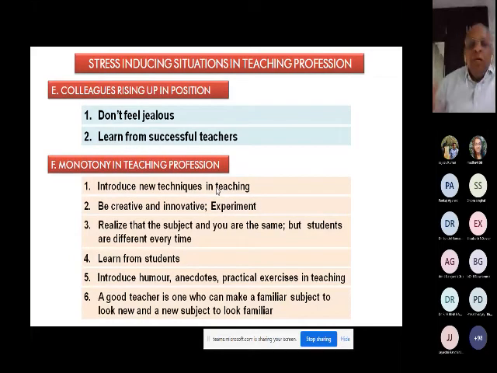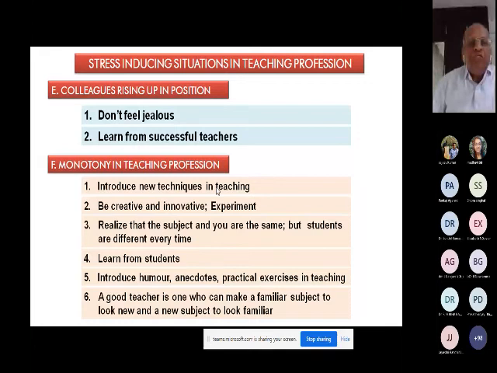There are a lot of things which we can learn from students also, especially the present generation. They are very well informed. Some of them are very focused. Introduce a little humor, little anecdotes, practical exercises if possible, within limits. A good teacher is one who can make a familiar subject look new and a new subject look familiar. Any difficult subject you can talk about in day-to-day instances and make extremely familiar. Anything which they think they are good at, you can make look extremely new, with a very innovative and very different approach. That is a skill of a teacher.